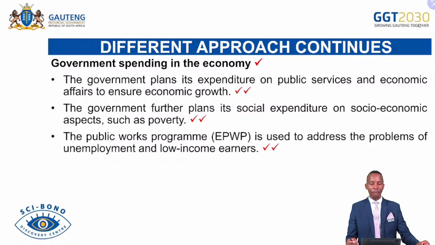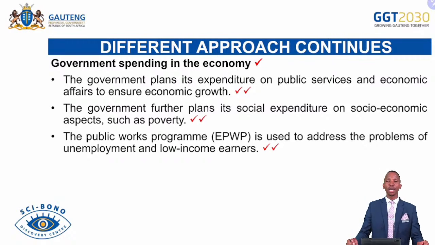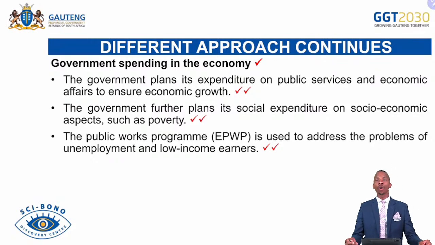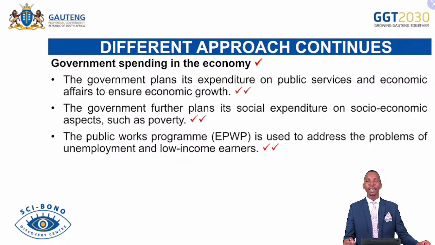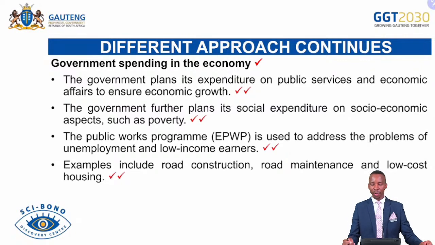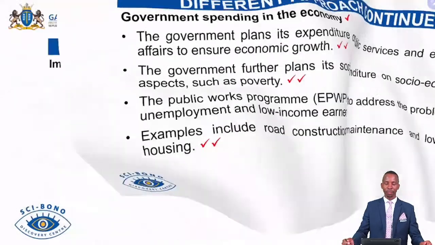EPWP. The government also spends on providing projects like EPWP into the economy, the Expanded Public Works Programme, to ensure that people in underprivileged areas get an opportunity to receive income and gain skills too, in order to reduce poverty and unemployment. Examples include road construction, road maintenance, and low-cost housing.